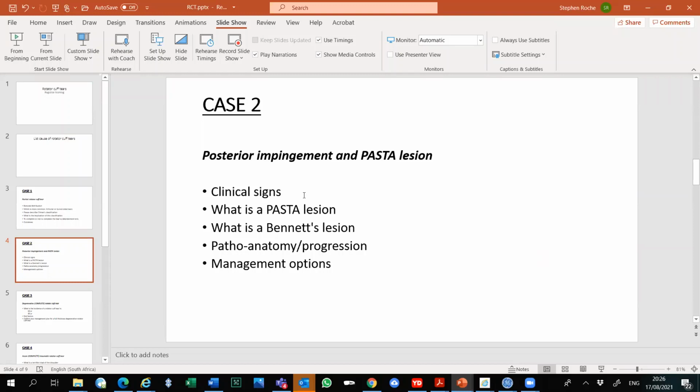Okay, so posterior impingement and posterior lesions, you've heard me just talk about them. PASTA stands for what? PASTA is for partial articular supraspinatus tendon avulsion. Not something you eat, PASTA lesions. Okay, posterior impingement. In fact, if you listen to the ABC fellows, they were out here some time ago. They say there's no subacromial impingement. It's all posterior superior impingement. So what are the clinical signs for a PASTA lesion and posterior impingement?